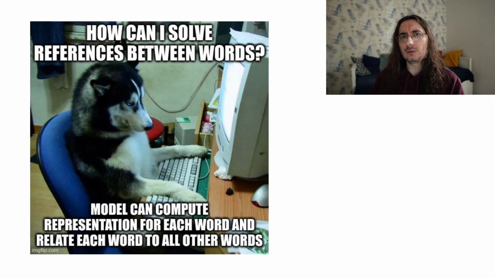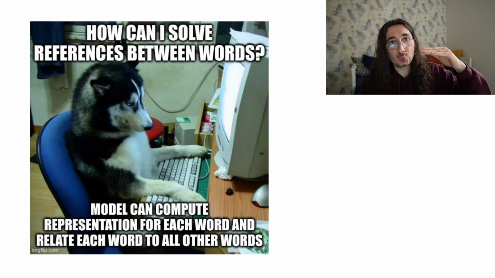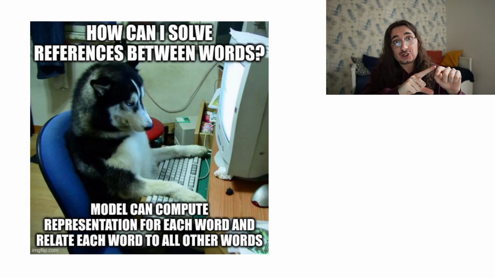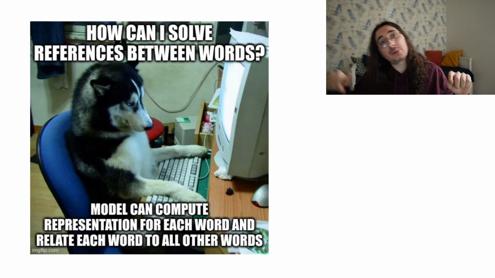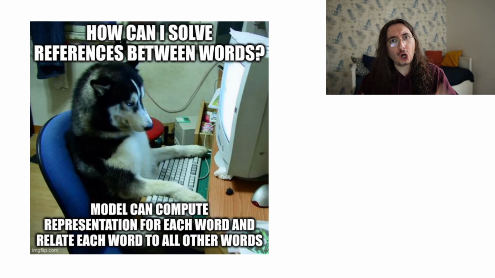So how can we solve this problem? Well, we want to compute an embedding that not only has information about each word, but about each word in relationship with all the other words, so that it knows the overall context. And we're going to be calling that embedding an attention matrix. That is the self-attention mechanism.